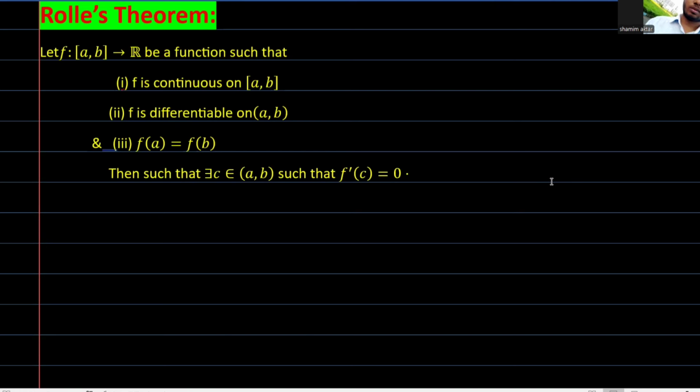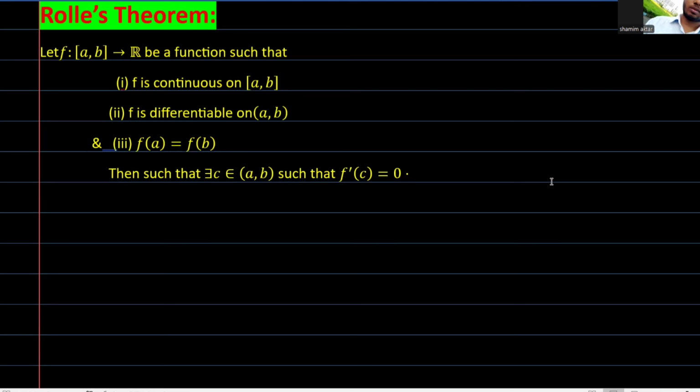Okay. The statement of Rolle's theorem says that any function from the closed interval [a, b] to R with three properties: first, f is continuous on the closed interval [a, b]; second, f is differentiable on the open interval (a, b); and third, f(a) equals f(b). Then there exists c belonging to the open interval (a, b) such that f'(c) is equal to 0. That is the statement of Rolle's theorem.